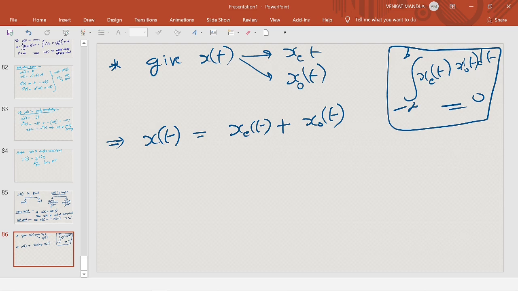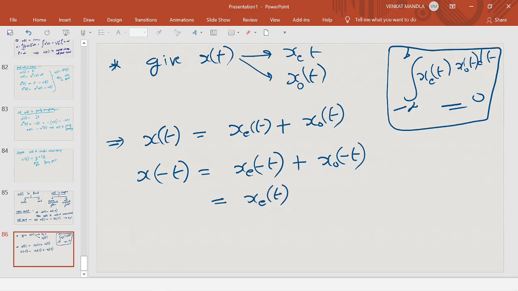Here we already know that xe of t is the even part of the signal, so it is itself an even signal, and xo of t is the odd part of the signal, and it is itself an odd signal. So x of minus t equal to xe of minus t plus xo of minus t. Just substitute t with minus t. What is xe of minus t? Even part of the signal is an even signal, so xe of minus t equal xe of t. And xo of minus t is minus xo of t, because xo of t is an odd signal.